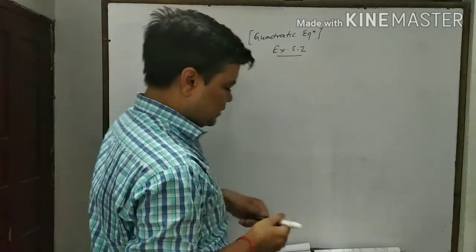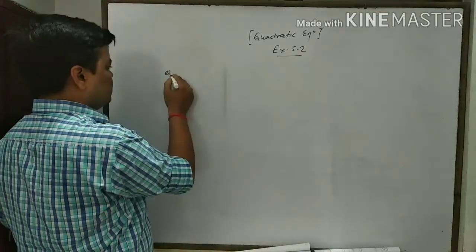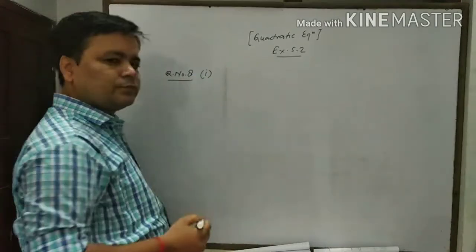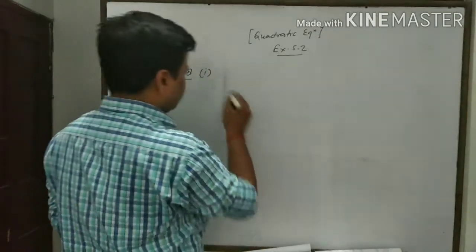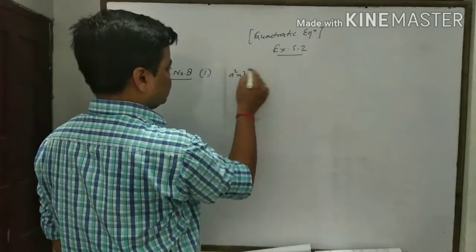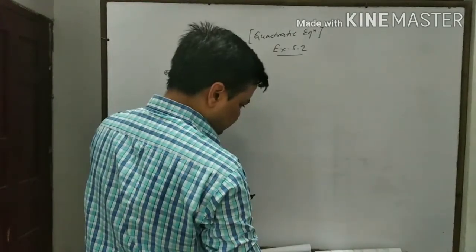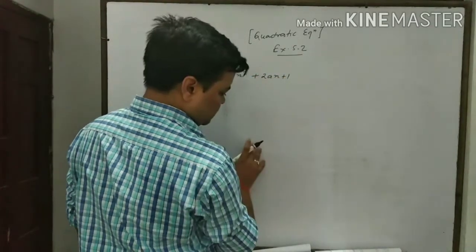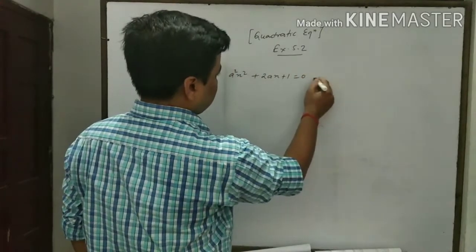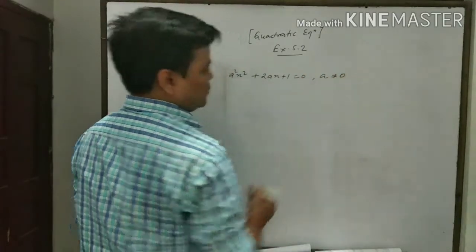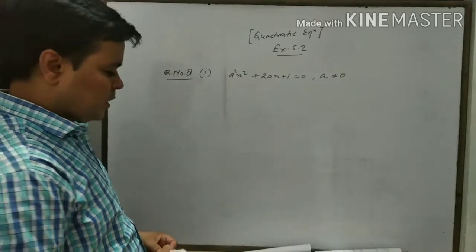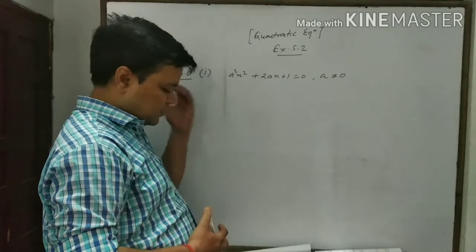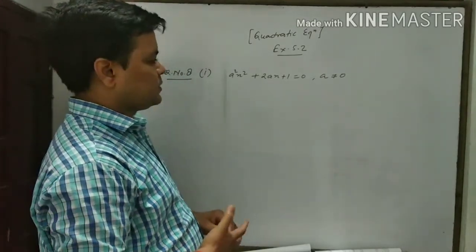So one question from that is question number 8 first. The question is a square x square plus 2ax plus 1 is equal to 0, where a is not equal to 0. This is the question, and we have to find the value of x.